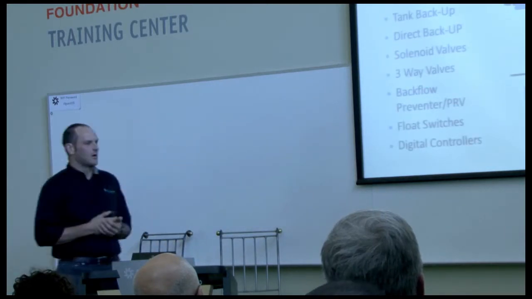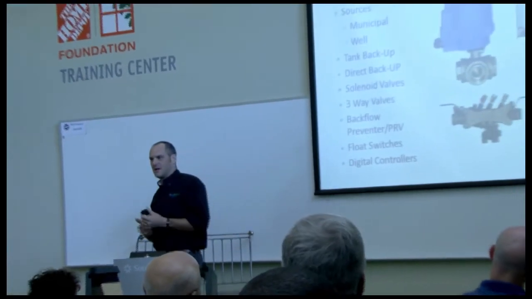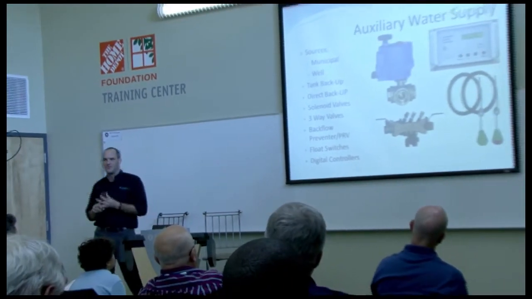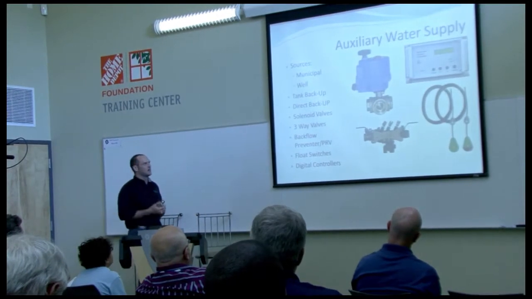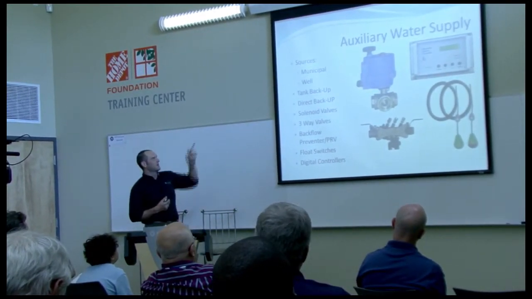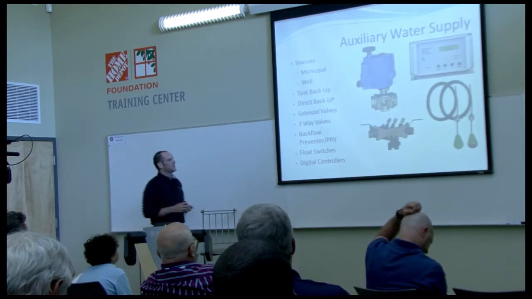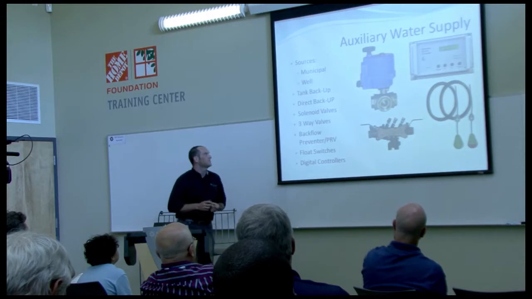Auxiliary water supply. Almost all these systems have some sort of backup water supply in the event that you have a drought, or if your pump goes down, or any myriad of reasons you want to switch to the backup water supply. Usually those sources are either municipal water or well water. There are a few different ways to implement a backup system.